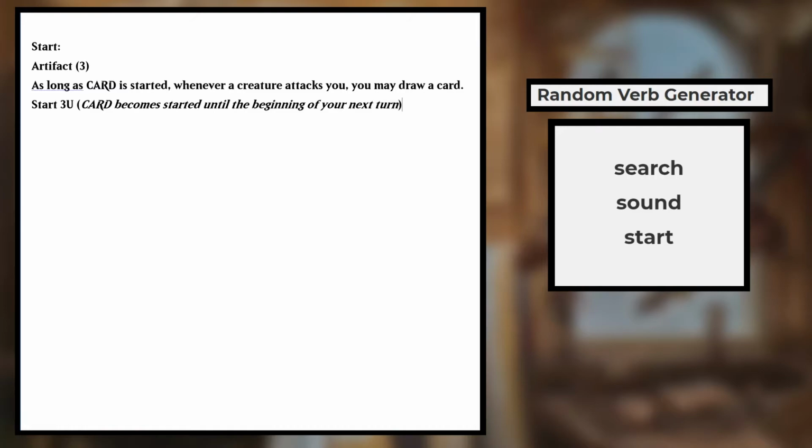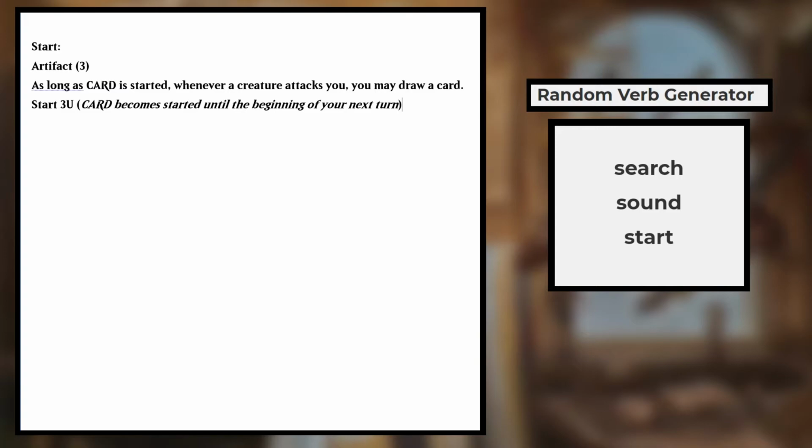So we have an artifact that would maybe cost 3, it doesn't really matter, but as long as card is started, whenever a creature attacks you, you may draw a card, and then it has the ability start for 3 in a blue. So then card becomes started until the beginning of your next turn. So it's kind of like you have to start up the artifact for it to do anything. So you could put a more powerful ability on a cheaper artifact, but you have to be constantly throwing mana or sacrificing creatures or, I don't know, tapping it. Maybe when it's tapped, it does one thing. When it's not tapped, it does another. I don't know. There's a lot of interesting things you could do with this.